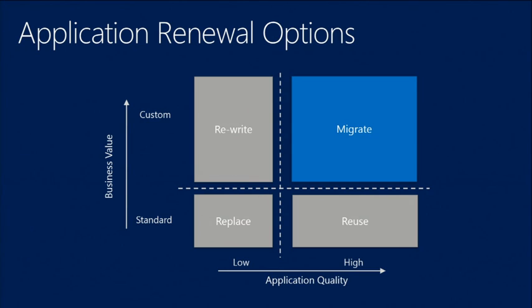I have to look at my portfolio of applications inside the company, and then for each one of them, I have to look at certain characteristics. I should be looking at what is the value that this application provides to my business. Is this something that I can just buy off the shelf, or is this something that is very specific to my business needs? On the other hand, you have the technical quality.